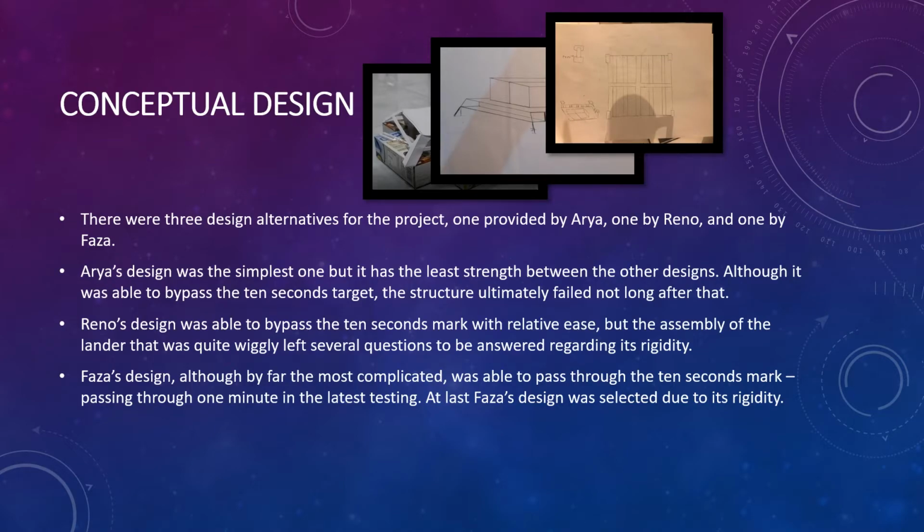Then Reno's design was able to bypass the 10 seconds mark with relative ease, but the assembly of the lander was quite weak and left several questions to be answered regarding its rigidity. And then my design, Faza's, although by far the most complicated, was able to pass the 10 seconds mark, passing through 1 minute in the latest testing. At last, Faza's design was selected due to its rigidity and structural strength.